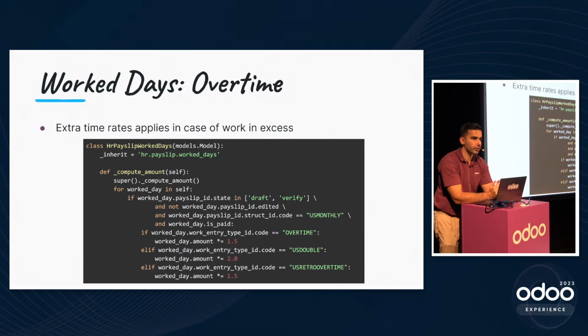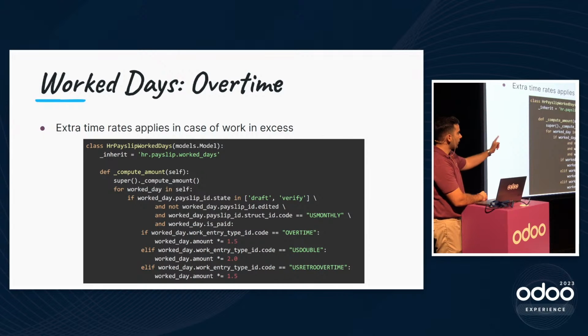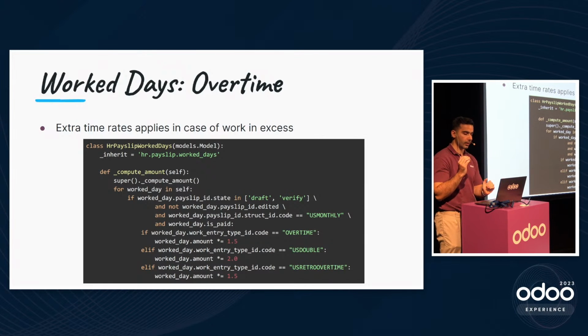So how are the amounts computed in this case? It is on the work entry itself, where we overrode the compute amount, and we check: is this a specific work entry that we just defined? If it is, multiply that by the specific rate. Note that this will soon be gone because we will soon have rates directly on work entry types themselves. So you will be able to define everything in the interface itself without touching code.